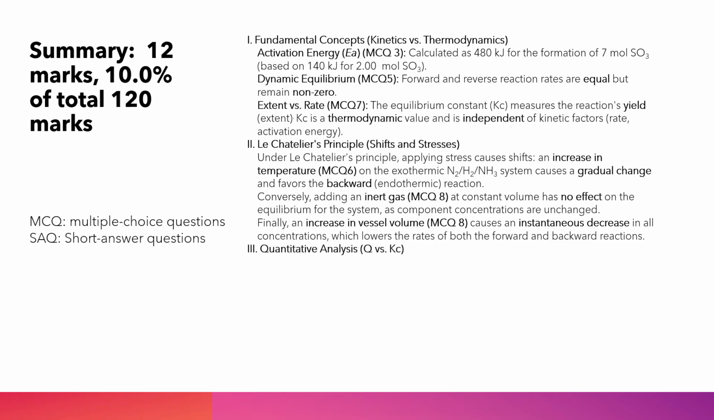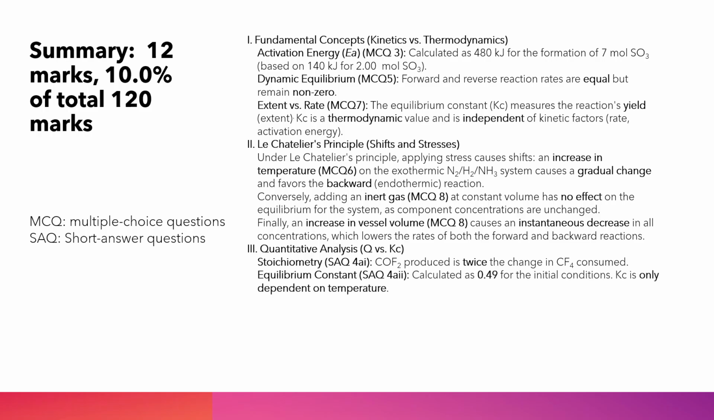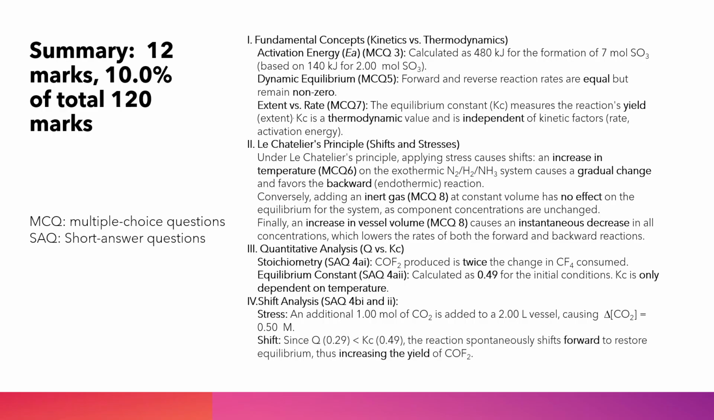Quantitative analysis, Q versus Kc, stoichiometry. COF2 produced is twice the change in CF4 consumed; the equilibrium constant is calculated as 0.49 for the initial conditions. Kc is only dependent on temperature. Shift analysis, stress: an additional 1 mole of CO2 is added to a 2.00 L vessel, causing delta CO2 equals 0.50 M. Shift: since Q is 0.29 and Kc is 0.49, the reaction spontaneously shifts forward to restore equilibrium, thus increasing the yield of COF2.